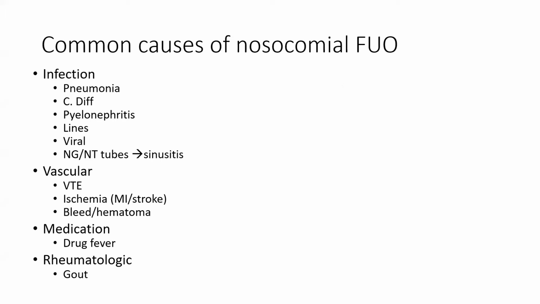So common causes of nosocomial FUO: pneumonia, C. diff, pyelo, lines, viral infections, and this is one that we sometimes think about. If a patient had an NG or NT tube, then they're at risk for developing sinusitis. So if you've done a basic workup, getting an evaluation with the CT of the sinuses can be considered. Of course, vascular causes such as thromboembolism, ischemia with MI or stroke, a bleed, an RP hematoma.